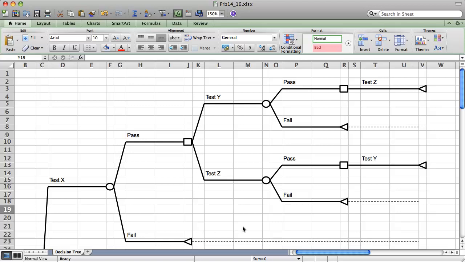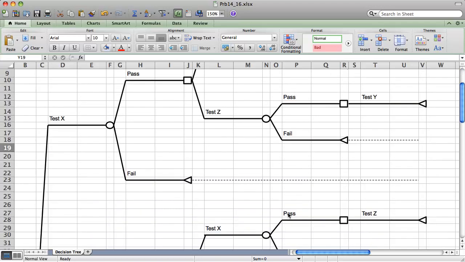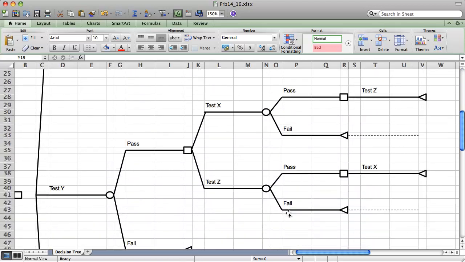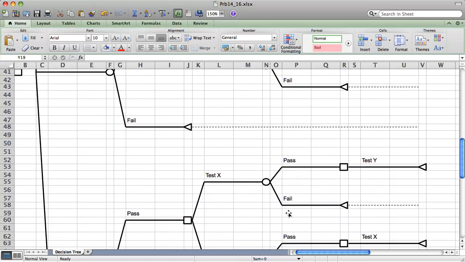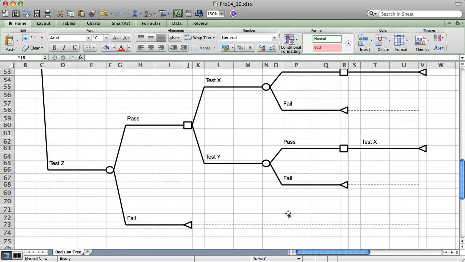So we're considering and trying to show on the decision tree the different possibilities. So here, if we start with Z, we can pass or we can fail. And there's a probability attached to these outcomes. And we can then go on to test X or Y. And each of those would have a probability of passing and failing.